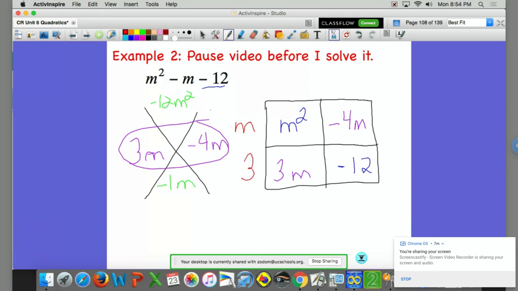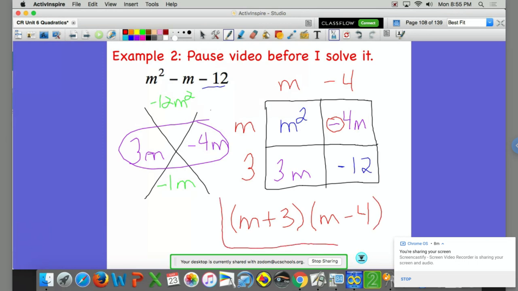Then we have m squared and 3m. So we pull out an m. And then we have -4m and 12. We ask ourselves, will 4 go into 12 evenly? And it will. So therefore, we're going to pull out a 4. Got to also pay attention to the negative. And now we have our factors. So we have m plus 3 and m minus 4.